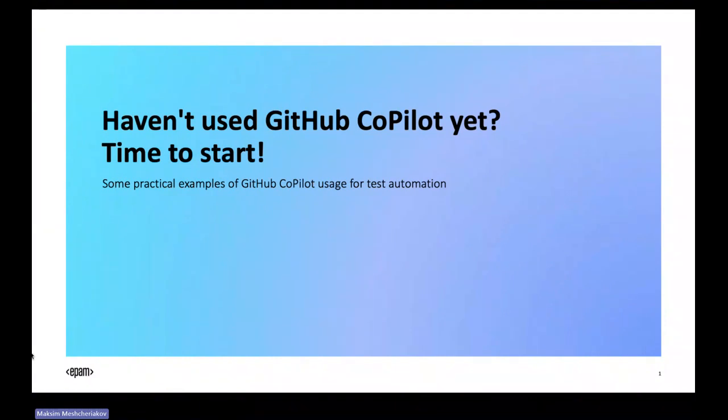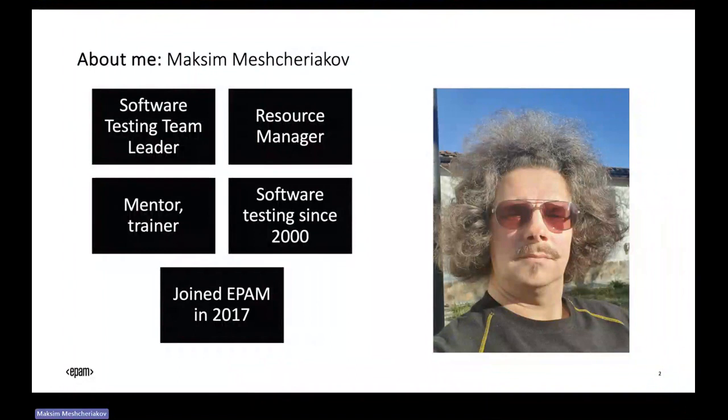I'm trying to show you practice of using GitHub Copilot for test automation. As usual, several words about me. I'm a software testing team leader, resource manager, mentor, trainer. I joined EPAM in 2017. And in general, I've been working in the software testing domain since 2000, so it's more than 20 years.